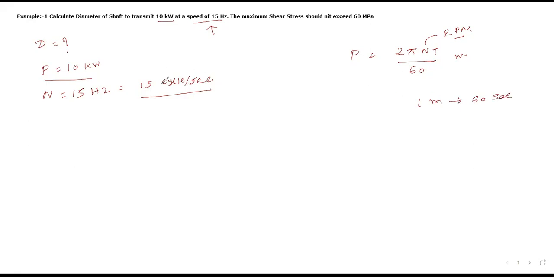we need to convert this value in a minute. Now tell me, we need to divide by 60 or multiply by 60. Multiply. Good. Okay, we need to multiply by 60. So if the hertz value is given, cycle per second value is given, you need to multiply by 60 to get resolution per minute. Is it clear? 15 into 60.